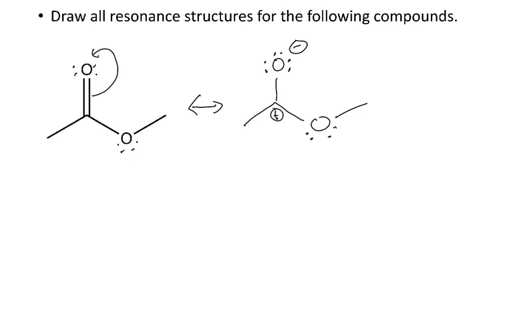All right, and now I have a lone pair adjacent to a carbocation. So we'll do that. And the positive charge moves there. All right, just one more example.